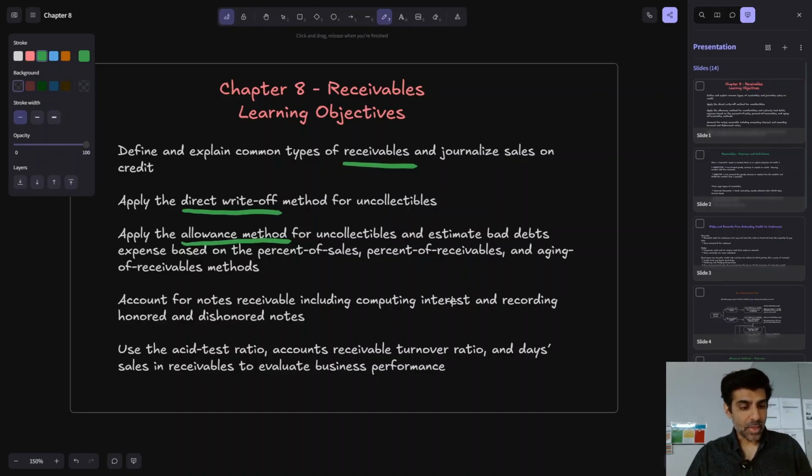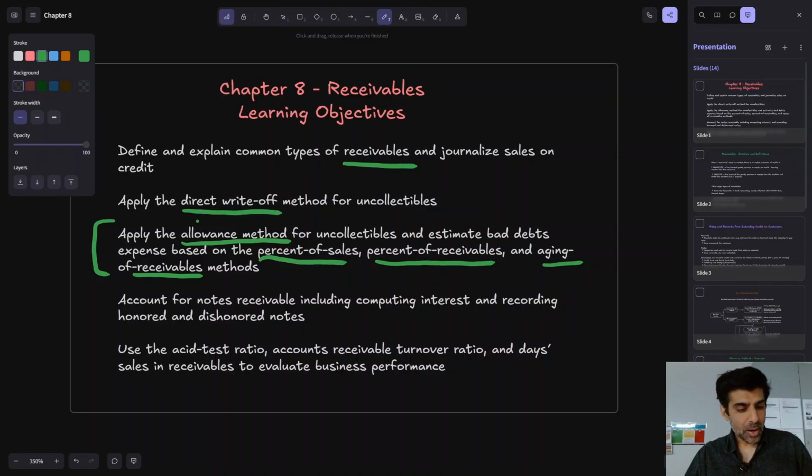And then within this allowance method, there's extra details. There's three kind of different methodologies. So the percent of sales, percent of receivables, and aging of receivables. So we'll talk about within this allowance method, these three different sub methods, you can say.